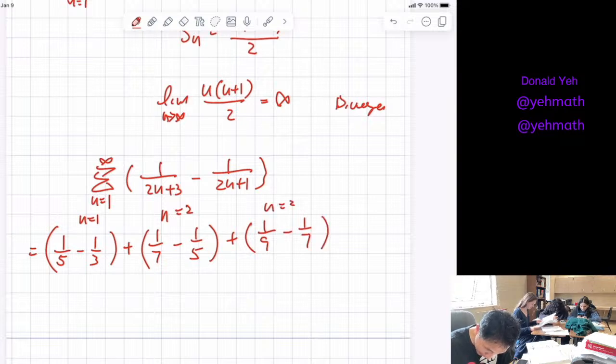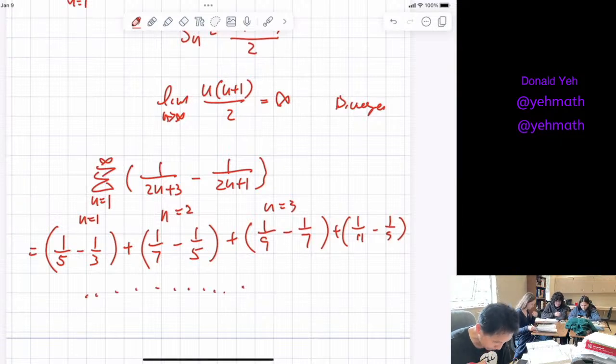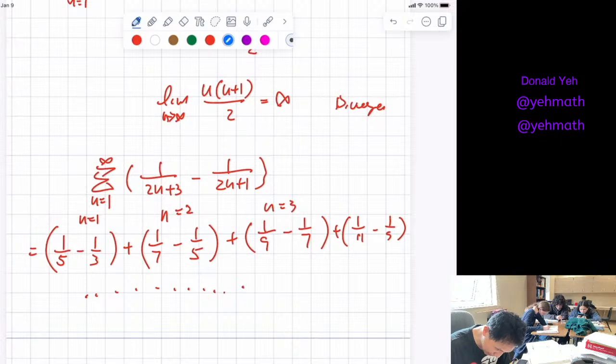And n equal to 3 plus 1: 1/11 minus 1/9. Thank you. And it will go on to infinity. But something's going to happen here. You're going to see terms start crossing out.